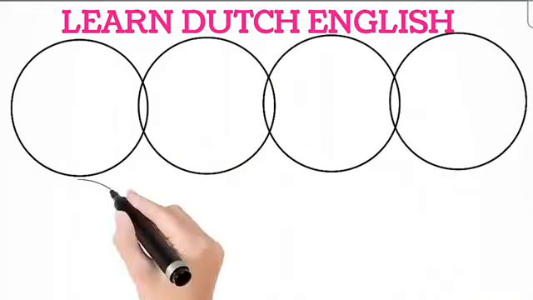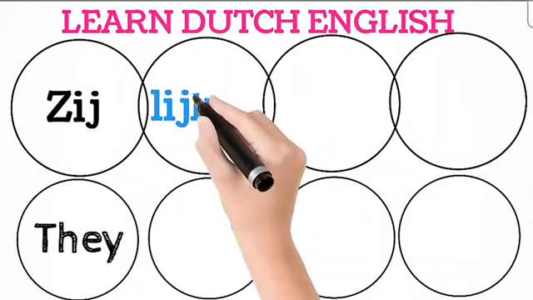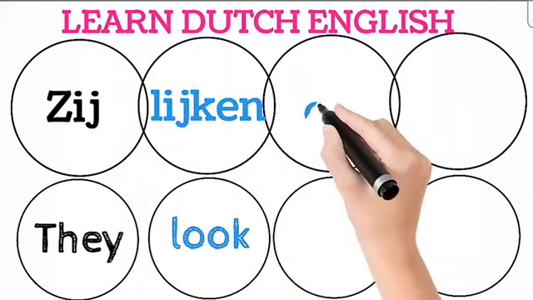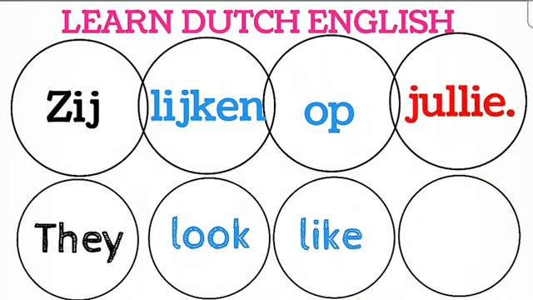Let's look at another sentence with lijken op. Zij. Dat betekent in het Engels they. Lijken op. Dat betekent in het Engels look like. Zij lijken op. They look like. Zij lijken op jullie. They look like you.